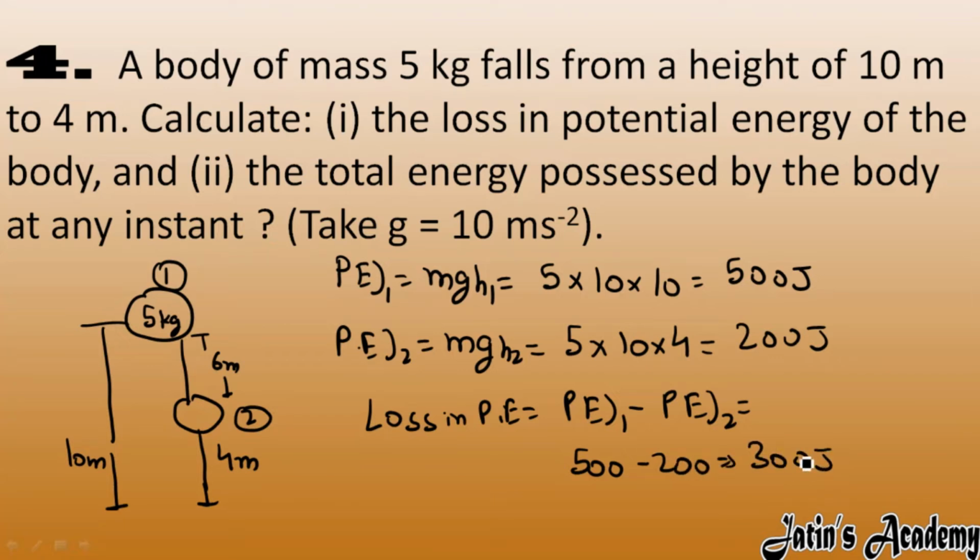Now we have to calculate the total energy possessed by the body at any instant. At any instant, you can also calculate at the first instant. At the first instant the total energy is only potential energy, because here kinetic energy is 0, but at the second point kinetic energy is not 0. Here kinetic energy is 0, so I can say that total energy of the body is equal to potential energy at the first point, which we have calculated as 500 joule. So total energy of the body is 500 joule.